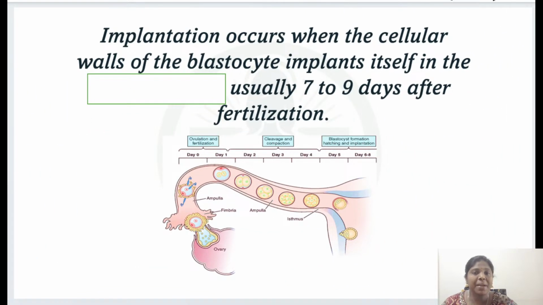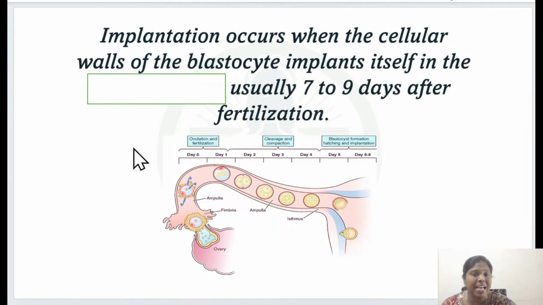Spermatozoa, the fragments remain in the vagina for 72 hours after sexual intercourse. Next question. Implantation occurs when the cellular walls of the blastocyst implant itself in the dash, usually 7 to 9 days after fertilization. Here I am talking about the internal layer of the uterus.